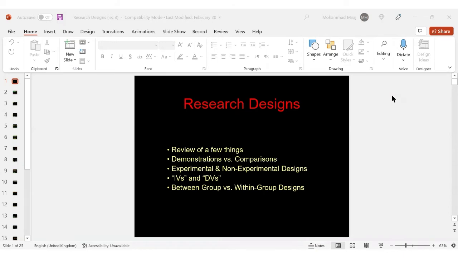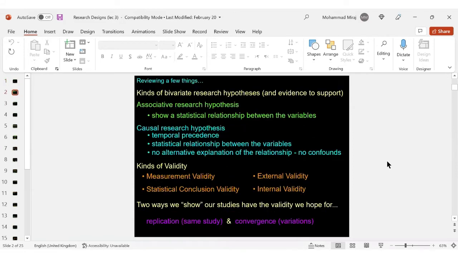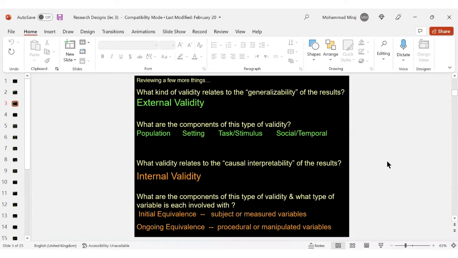So now, we were discussing the various types of research. Any doubt from the last topic? Any doubt? No, sir.